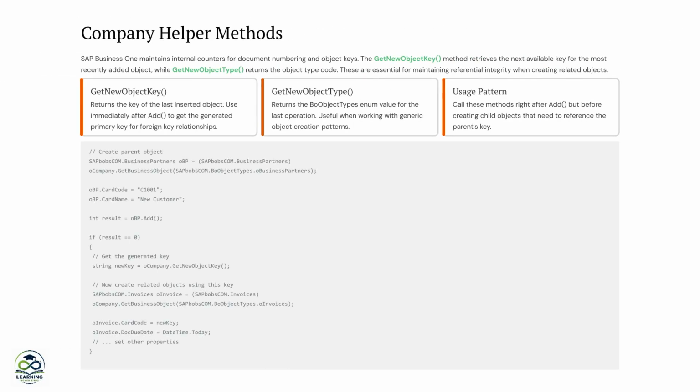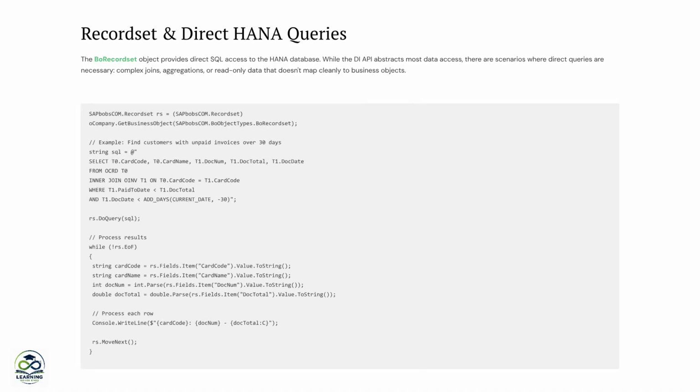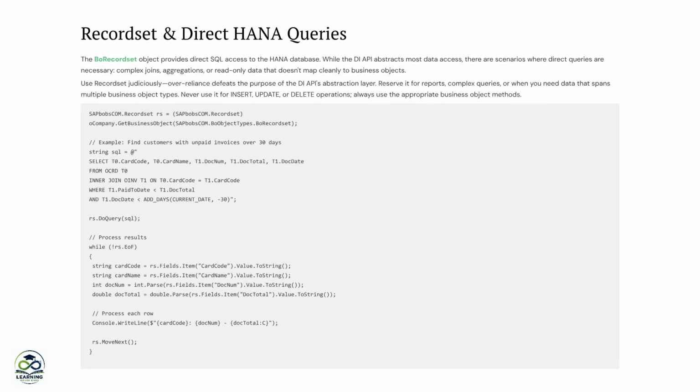Helper methods like getNewObjectKey are vital when creating related objects. Call this method immediately after add to retrieve the generated primary key for maintaining foreign key relationships to child objects. The BoRecordset object provides direct SQL access. Use it judiciously for complex joins, aggregations, or read-only data that doesn't map to business objects. Never use it for data modification like insert or update.